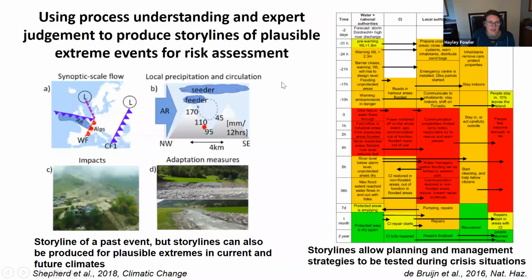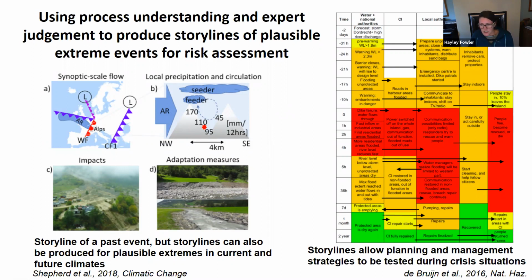The final thing I wanted to talk about today was really using our new process understanding and expert judgment to produce storylines of plausible extreme events for risk assessment. I think this is a really exciting area and somewhere that we really have an opportunity, rather than simply using time series information from global climate models or regional climate models, rather than simply using probabilistic scenarios and projections as we've produced in UKCP18, we have the opportunity really to produce storylines of a past event, but something that can be adapted to produce something that decision makers would understand as based on a past event, but perhaps interpreting that event in a slightly different way, saying how it might change in the future, so that people can then use this information to plan adaptation measures.